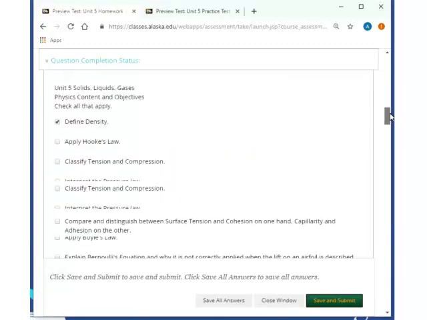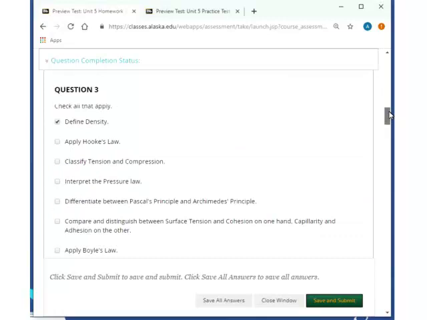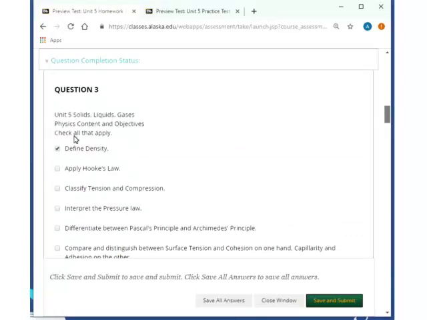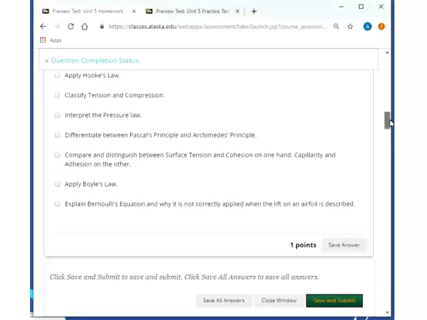Okay, the concepts in contents and objectives, so check it out in the book. I think all of these apply, so define density, apply Hooke's law, classify tension and compression, and so on. And you can also check where I have them listed at the beginning of the unit in Blackboard.